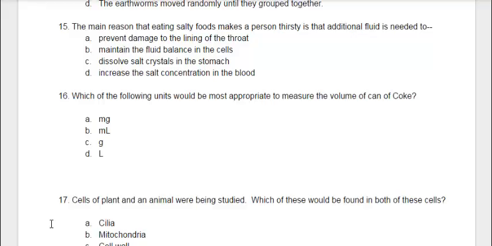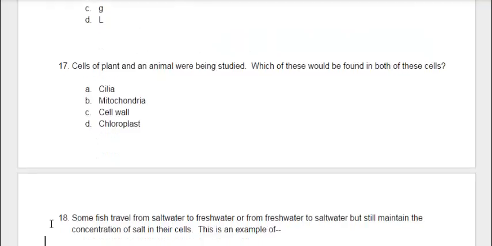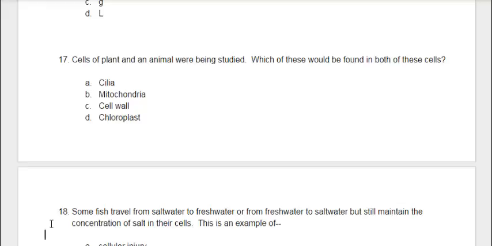16. Which of the following units would be most appropriate to measure the volume of a can of Coke? A, mg, B, ml, C, g, or D, l. 17. Cells of a plant and an animal are being studied. Which of these would be found in both of these cells? A, cilia, B, mitochondria, C, cell wall, D, chloroplast.